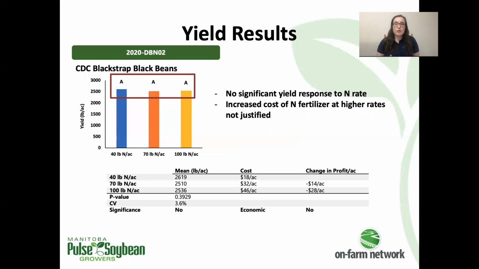For the second trial, the black bean trial, there wasn't a significant yield difference between the N fertilizer treatments at this site. Because there wasn't an increase in yield to offset the increased cost of nitrogen fertilizer at a higher rate, obviously there was a bit of an economic loss for those treatments, and those higher rates didn't pay.